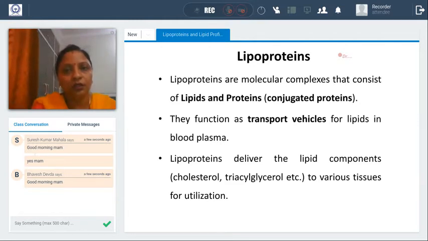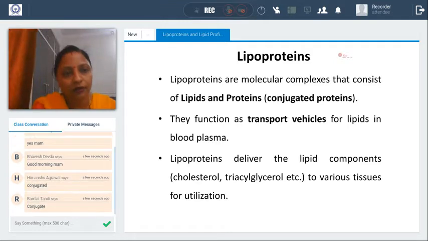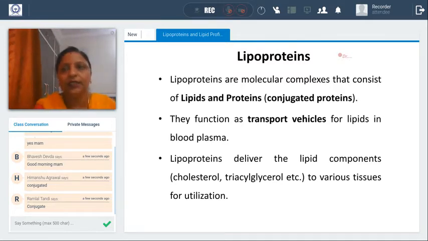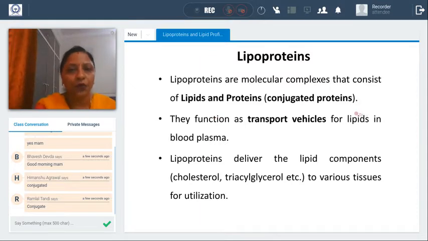So, what are the lipoproteins? What is the definition of lipoproteins? Lipoproteins are, please write in the box, simple protein or conjugated or derived proteins. Yes, these are conjugated proteins. Lipoproteins are molecular complexes that consist of lipids and proteins, as you all know. So these are conjugated proteins.